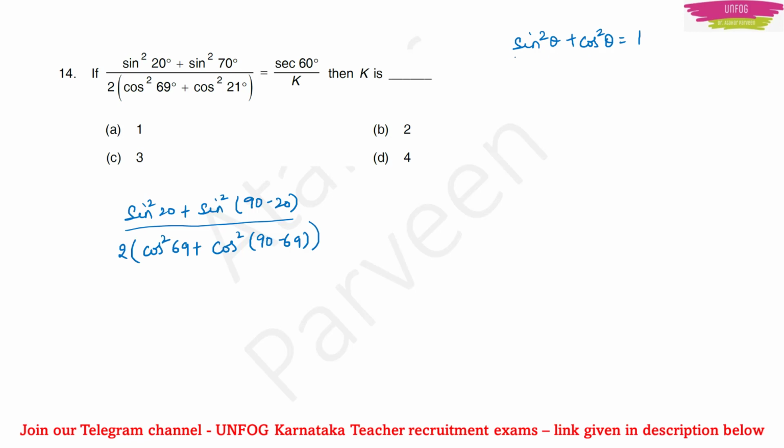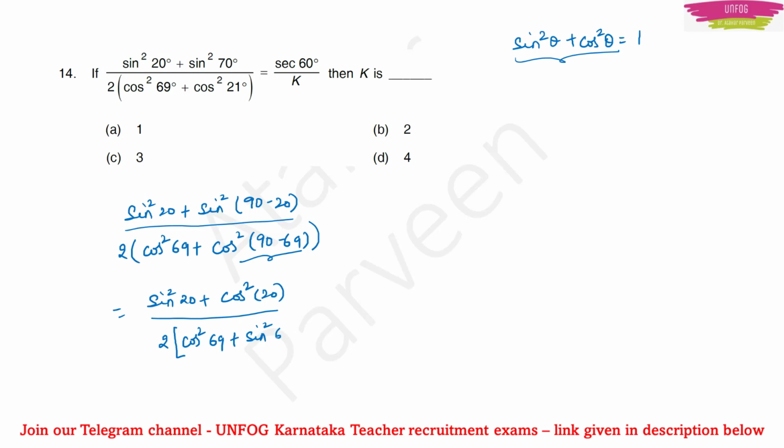Ultimately, my aim is to use this formula and simplify. Why am I using this complementary thing? Because I can write like this. I can write sin square 20 plus, now sine will become cos, so cos square 20, by 2 into, again here I will write the cos square 69 as it is, and cos of (90 minus 69) will become sine square with the complementary thing. So I can write it as sine square 69.